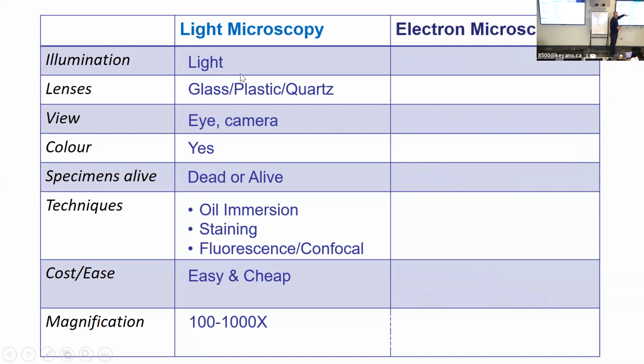Specimens are in color. They can be dead or alive, depending on what you're trying to do with your research. Some of the techniques we talked about: oil immersion. Did we talk about oil immersion? Maybe we didn't. Don't worry about oil immersion; I'll talk about it in my other class. Staining and fluorescence are two massive techniques that have really helped us in diagnostic labs. It's relatively easy and cheap technology, and the magnification is up to about 1,000 times. With some of the advanced fluorescence, we're actually breaking that barrier to 2,000 times. But that's really pushing the limits of what can be done with visible light.